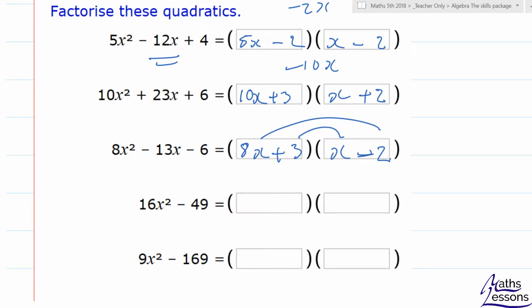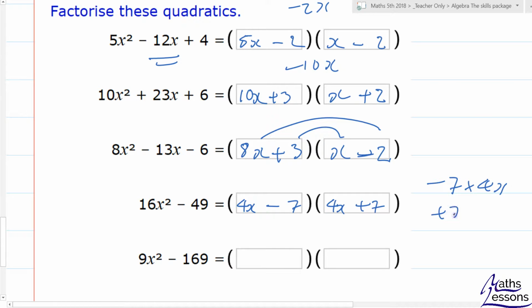These two were very easy because you've got a square number, take away another square number. So what we do is we just take the square root of this, which is 4x, put it there, and the square root of this, minus 7 plus 7. And what you see is you'll get the 16x squared, you get the minus 49, and what you also get is minus 7 times 4x and plus 7 times 4x, which means those two just cancel to leave you just this. Similarly here, this is just going to be 3x, and the square root of 169 is 13.